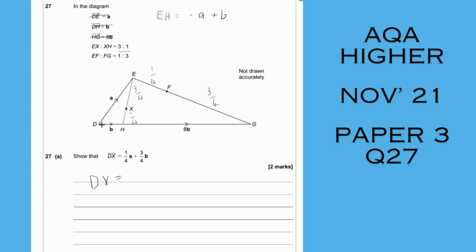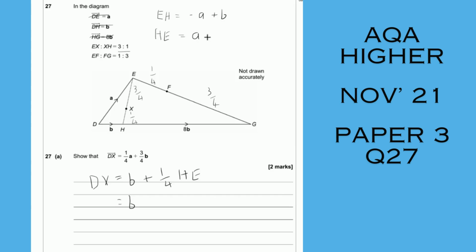I'm going to need to go from D to H, and I'm going to need to go a quarter of H to E. H to E happens to be in the opposite direction to E to H, so I'm going to simply change the signs.